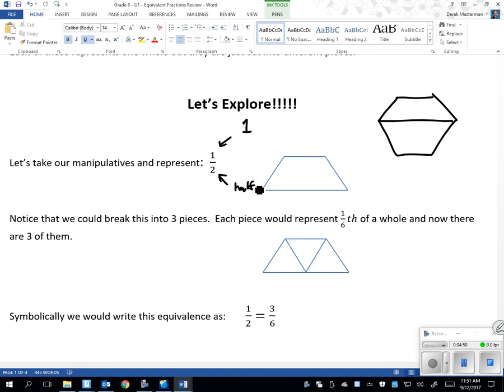Notice, I could take this piece and I could break it into 3 separate pieces. Now it's very important that all those pieces be the same size. So I could cut this into separate pieces where each piece now would represent not a half, but 1/6 of the whole. Each piece is 1/6 because I need how many of those pieces to make a whole?